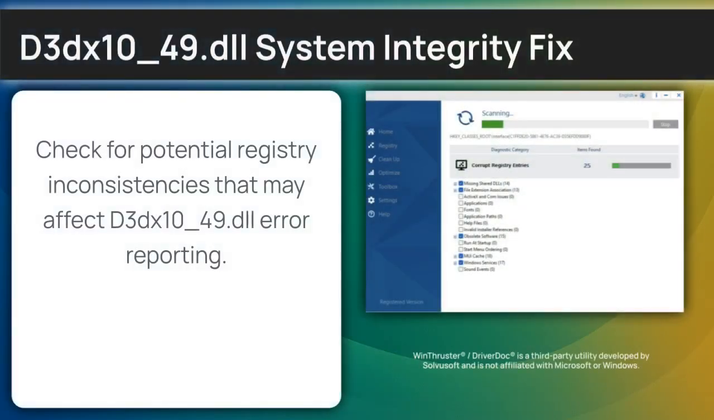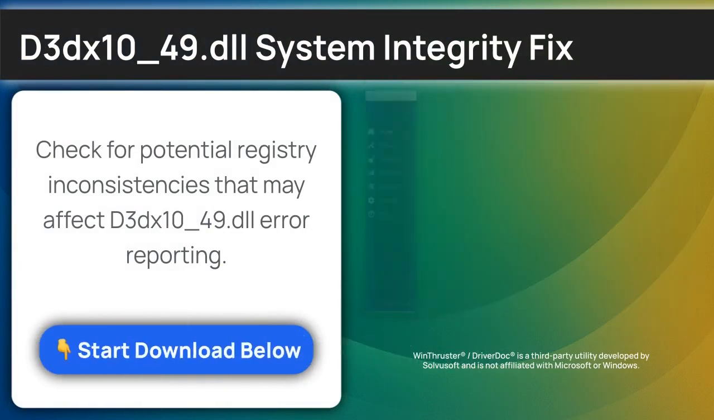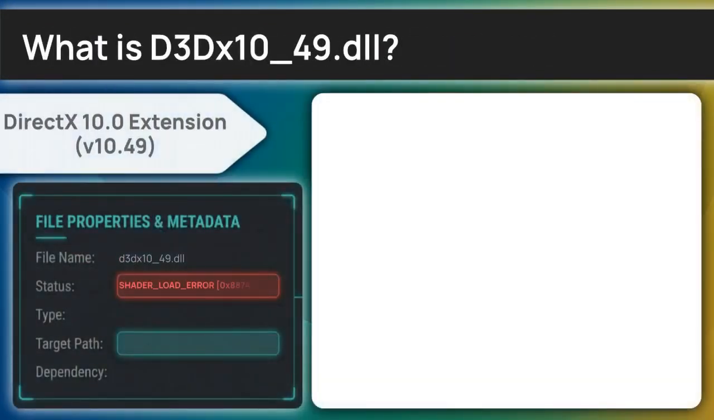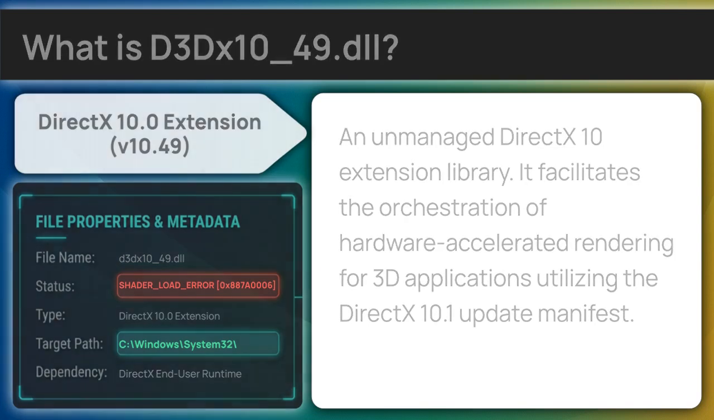To start the walkthrough for DirectX 10, you can use my manual guide or the suggested resource for system optimization. This is the DirectX 10, Update 49, an unmanaged DirectX 10 extension library. It facilitates the orchestration of hardware-accelerated rendering for 3D applications utilizing the DirectX 10.1 update manifest. Since we've covered what this file is, let's move to the primary fix.